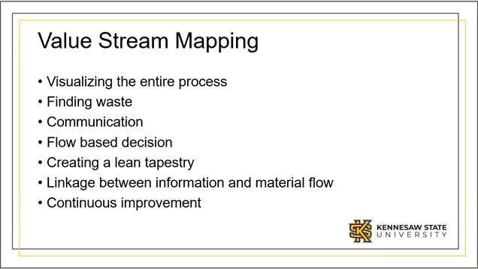Benefits of a value stream map include seeing the complete process flow, finding sources of waste, helping to remove communication barriers, making the flow the central consideration in the decision process, tying multiple lean concepts and techniques together, establishing a linkage between the information and the material flow, and fostering opportunities for continuous improvement.